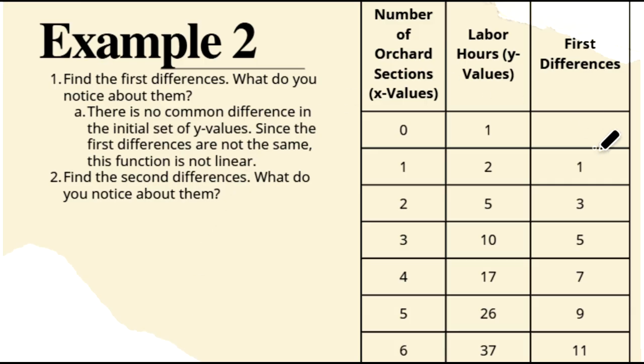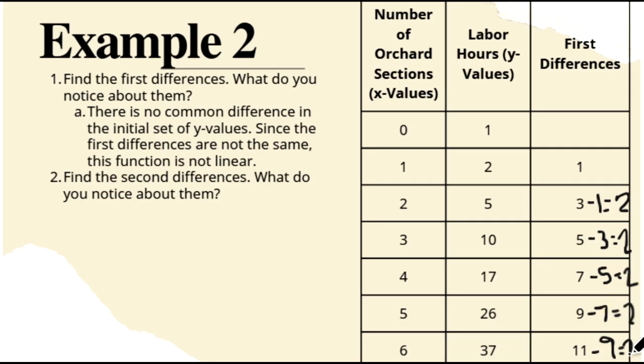So let's find the second differences. So we have 3 minus 1. We're just doing the same thing over again. Gives us 2. 5 minus 3 gives us 2. Oh, we're seeing something exciting. 7 minus 5 is 2. Oh, this is a good thing. 9 minus 7 equals 2, and 11 minus 9 equals 2.